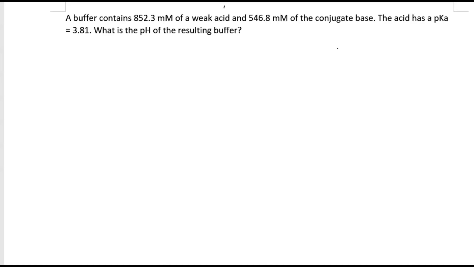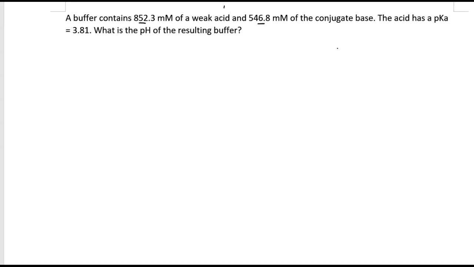Now in this example we want to calculate the pH of a buffer solution. We have been given the pKa of this solution, and we also have been given the acid concentration, and we have the base concentration. And we notice that here the acid concentration is higher than the base concentration, so we can already make a prediction whether our pH will be lower or higher than the pKa. How can we do that?